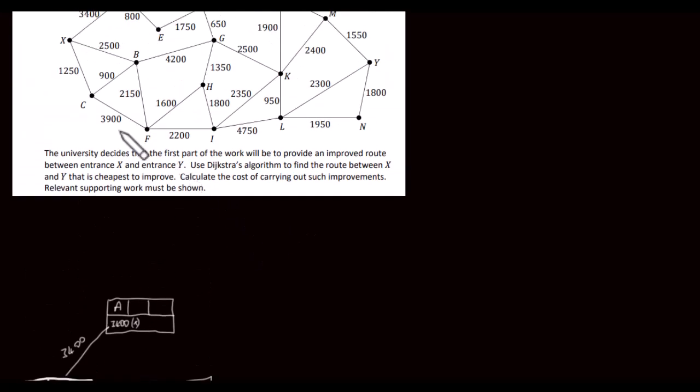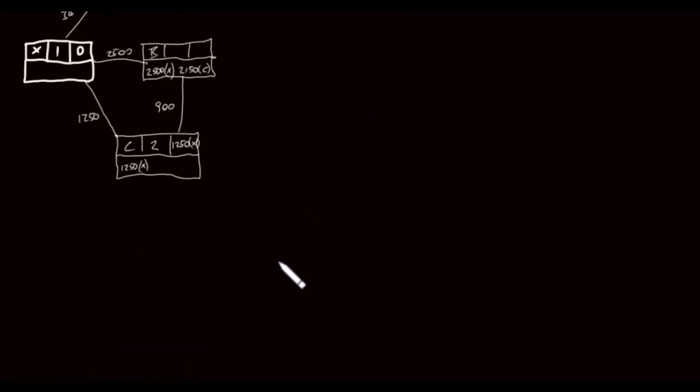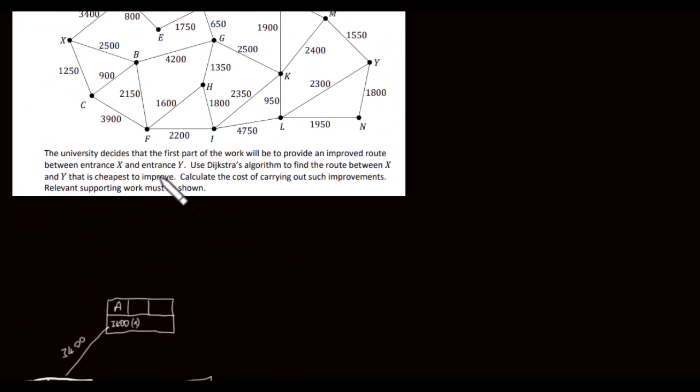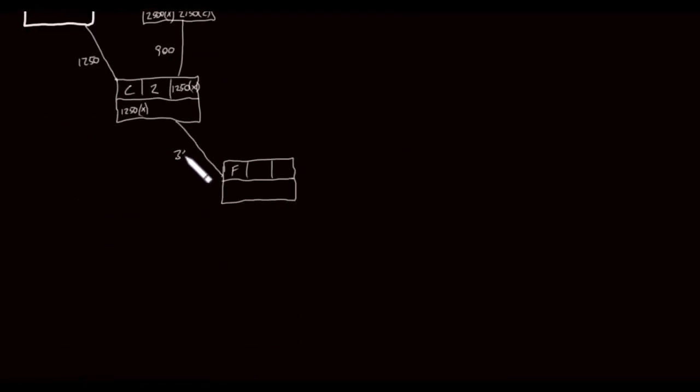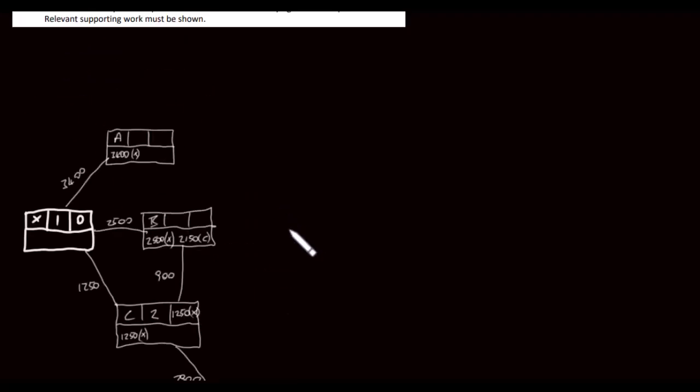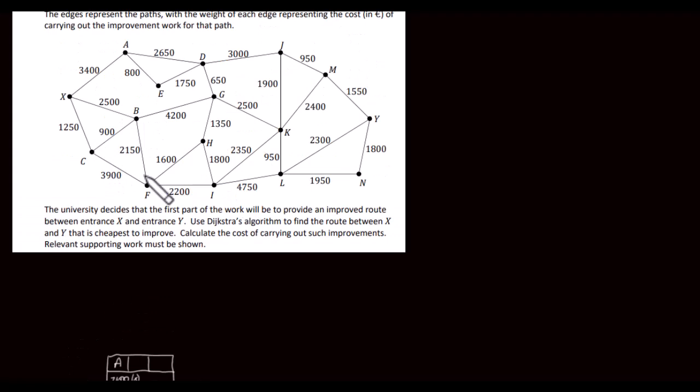Now, the other node that C goes to is F, so let me just draw that in. It's going to be down here somewhere, let's say. And this is F. And let's see, we have 3,900 here, so I just need to write that in, 3,900. Now if you add 3,900 to 1,250, that will give us 5,150, and that comes from C. So I think that's it from C. We're just going to B and F.